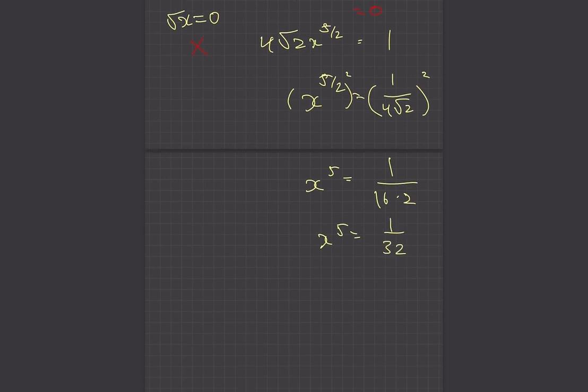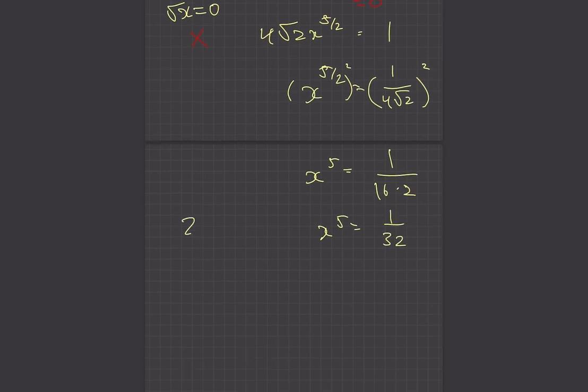If you know your powers of 2, you know that 2 to the 5 is 32. That means that x is equal to 1/2. You might be tempted to do plus minus, but if it's minus 1/2 to the 5th, it's going to be minus 1 over 32, so it's only positive. So hopefully that was clear.